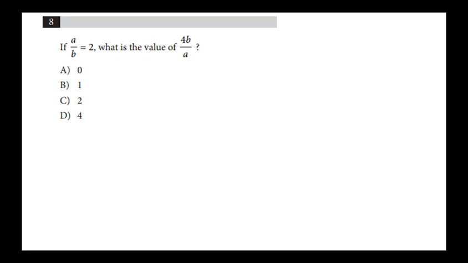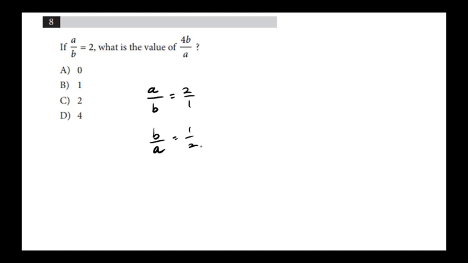Okay, if a on b equals 2, what's the value of 4b on a? So one way you could think of this one is about equivalent fractions. A on b equals 2, so that could be written as 2 on 1, which means that a is 2 and b is 1. And you can flip it as well. B on a is going to equal a half.